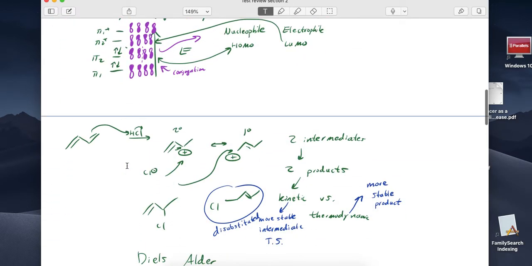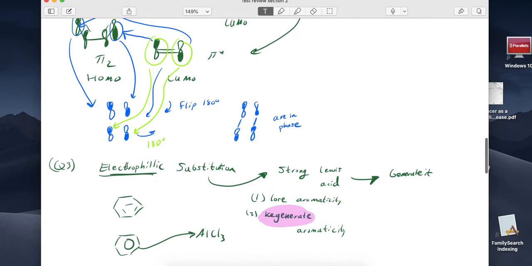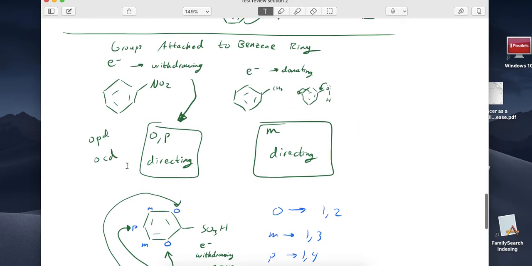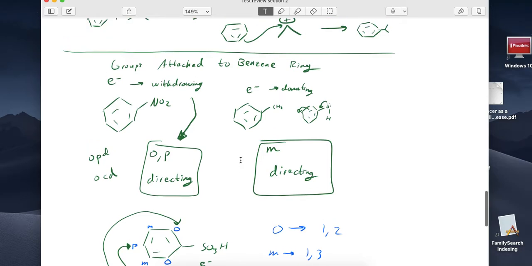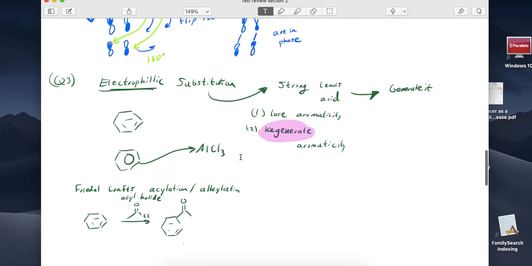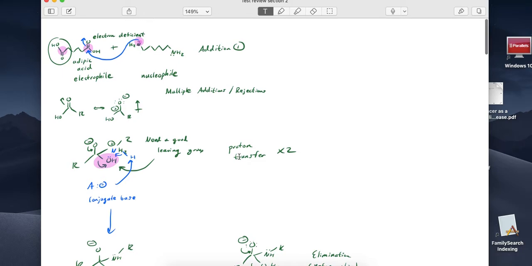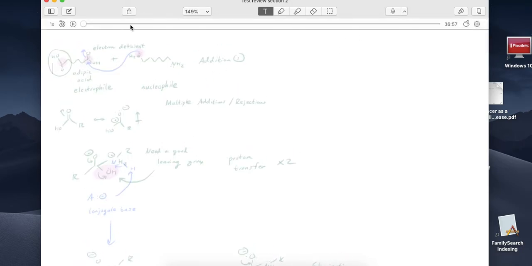One quick note I want to mention is that I misspoke earlier. Electron withdrawing groups are meta-directing, and electron donating groups are ortho-para-directing. So we basically just need to flip these two boxes. Make sure you have that straight because that's a pretty important concept. But other than that, let's move on and see what we can accomplish.